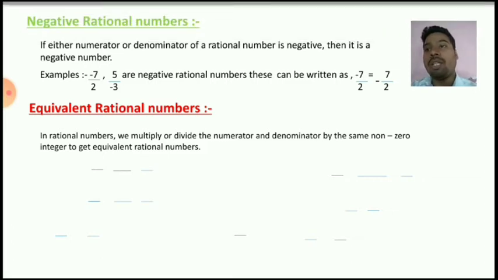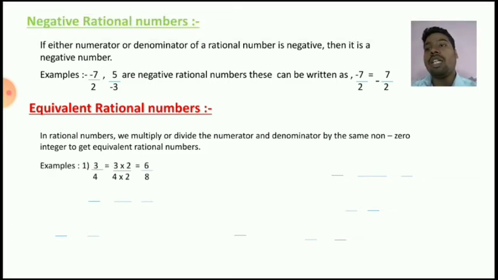So the first example is 3 by 4. We have to find the equivalent rational number for this 3 divided by 4. For finding this, we multiply the numerator and denominator by the same non-zero integer. So I multiply the numerator and denominator by 2. So 3 into 2 gets 6 and 4 into 2 gets 8. So the first equivalent number is 6 divided by 8.